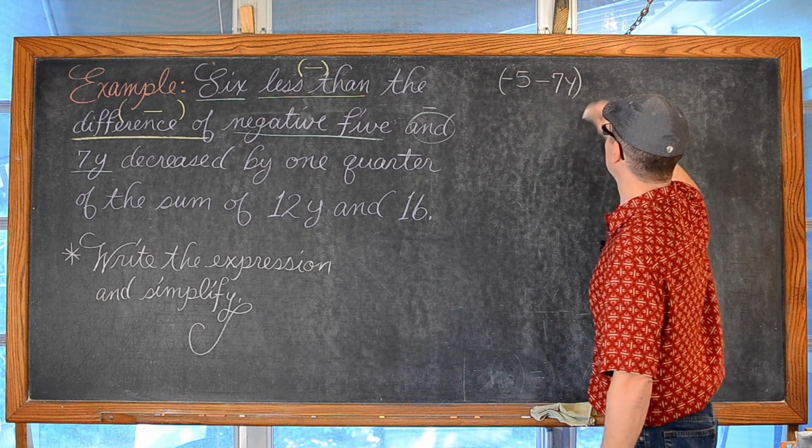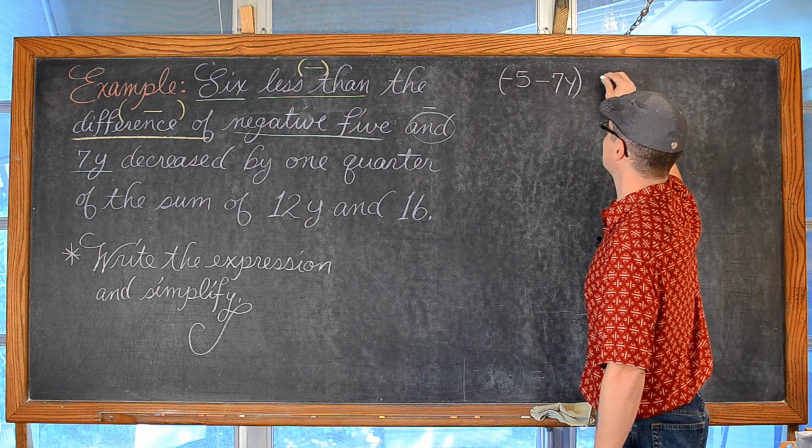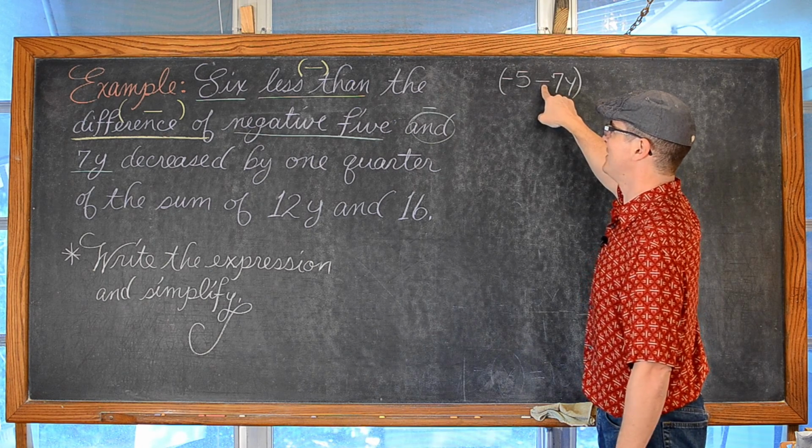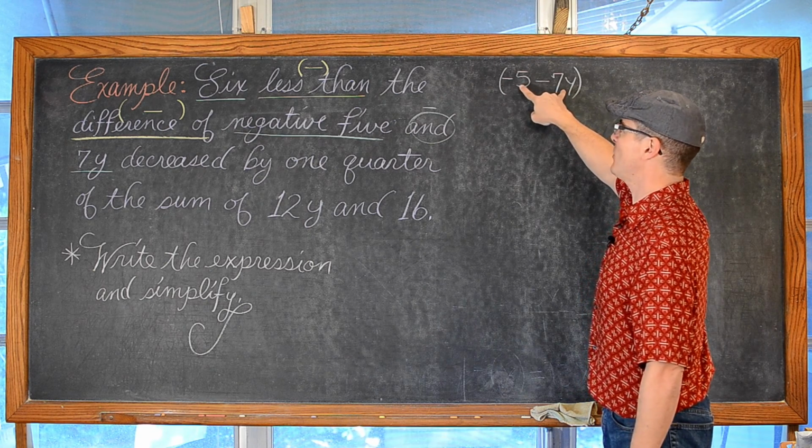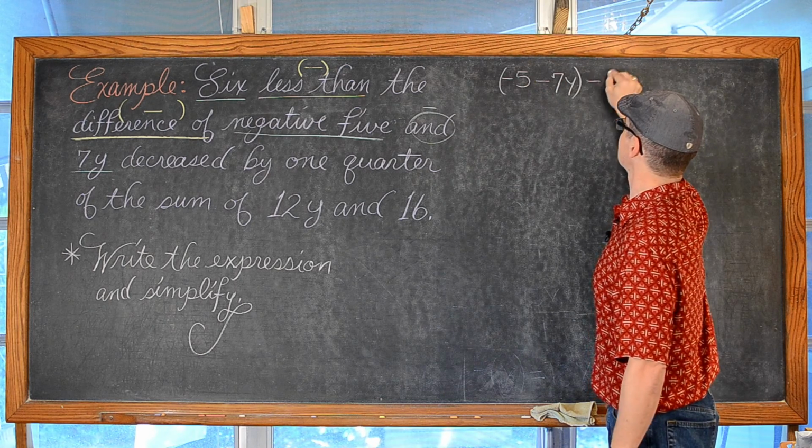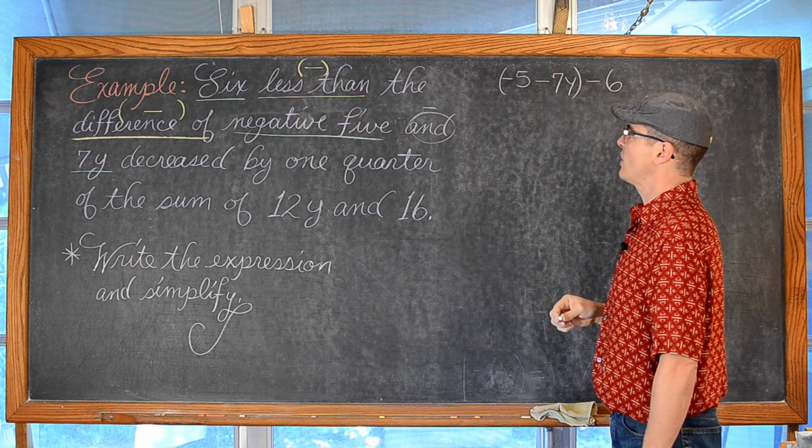I don't know if you just heard that, but that was a squirrel falling off the bird feeder outside. So the difference of -5 and 7y, and we're doing 6 less than that. Okay, let's keep going.